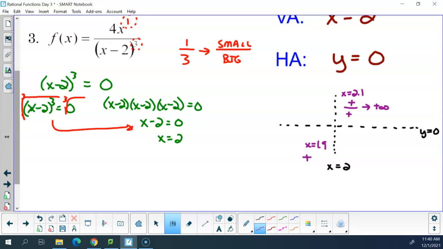Put it in the bottom. Negative. 1.9 minus 2 is negative 0.1. Right? A negative number cubed, negative times a negative is a positive, times a negative is a negative. So my denominator there is negative. Positive number divided by a negative number. It's going to be a negative number. So this one goes to negative infinity.